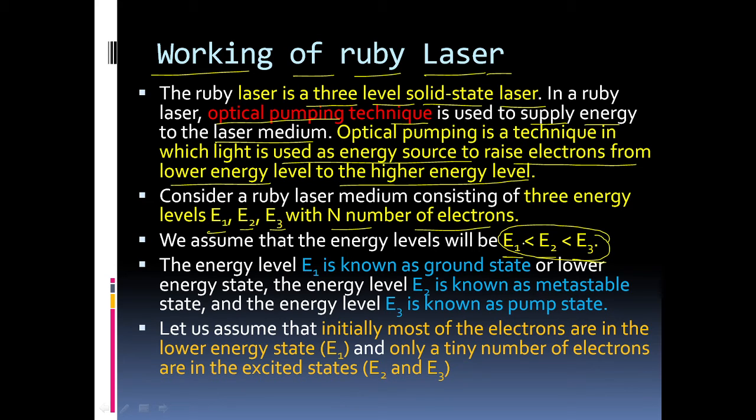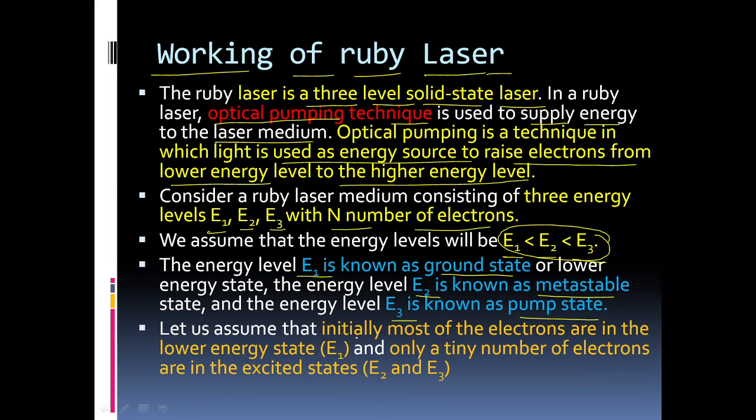Lower energy state, intermediate energy state, and higher energy state. And the naming of these are also in such a way that E1 is the ground energy state, E2 is the metastable state, and E3 is the pump state or excited state.